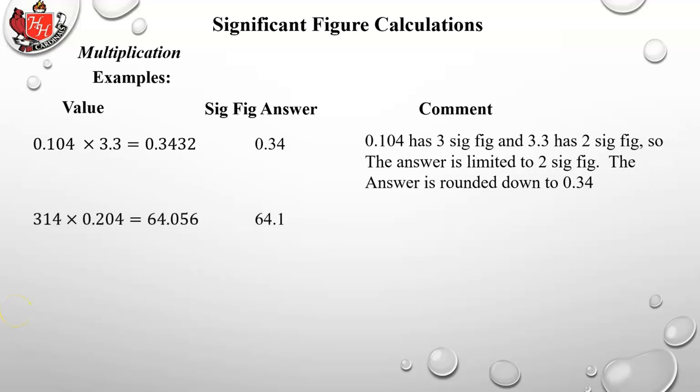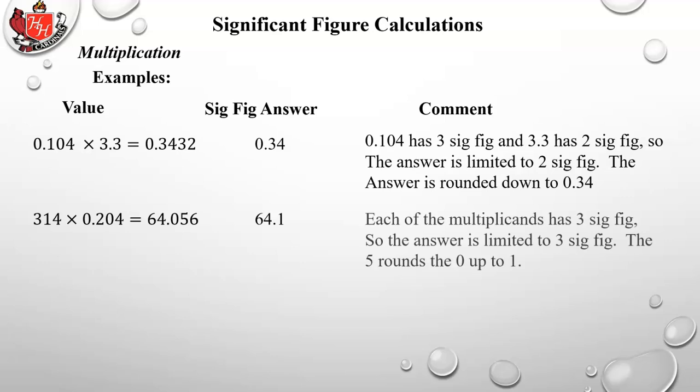Okay, this one, 64.1. Each of the multiplicands has 3 sig fig, so the answer is limited to 3 sig fig. The 5 rounds the 0 up to a 1, so it's 64.1.